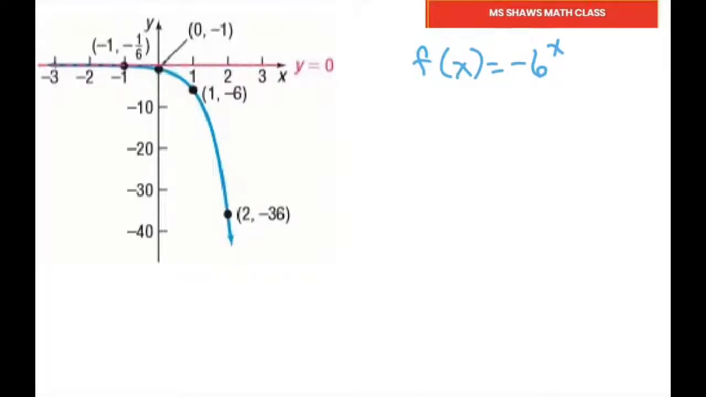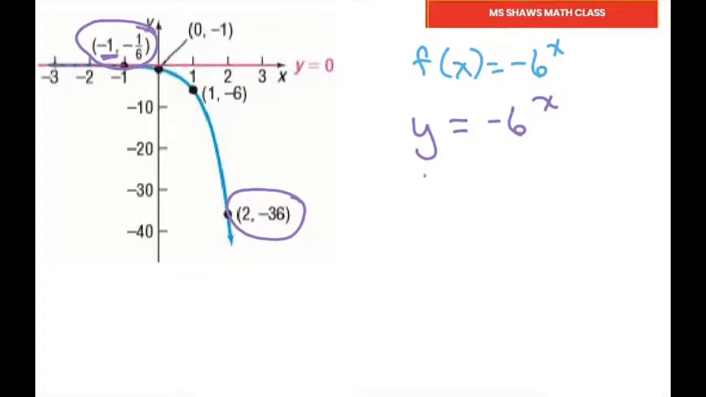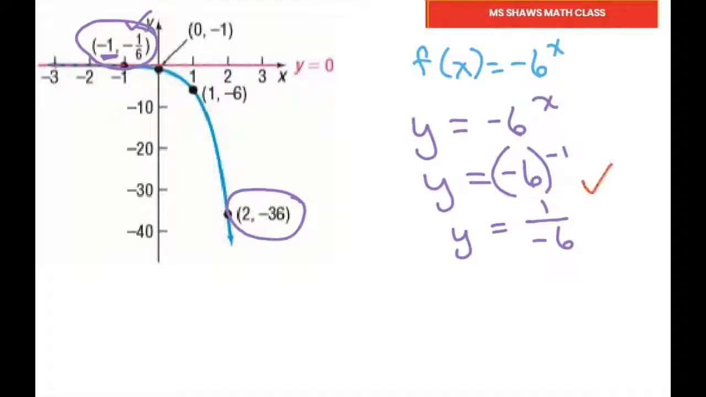So anyway, we just need to verify that it satisfies these other 2 points here. This one and this one. So I'm just going to write this as y equals negative 6 to the x, and plug in your x's. So for this one, you have y equals negative 6 to the negative 1 power. So this equals y equals 1 over negative 6, which does equal our y. So this one checks out.